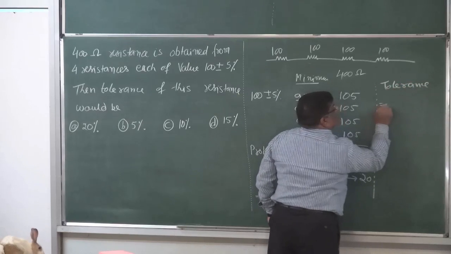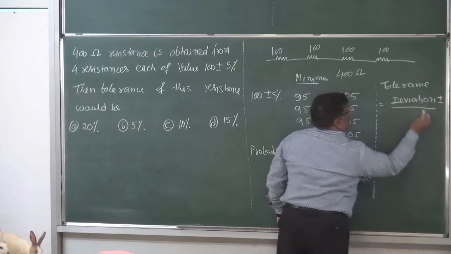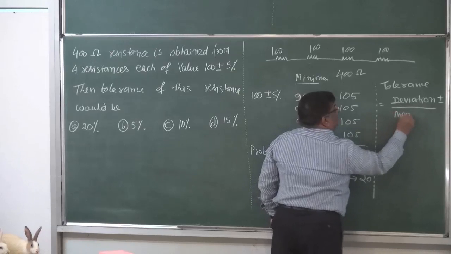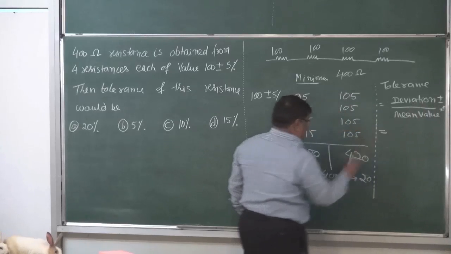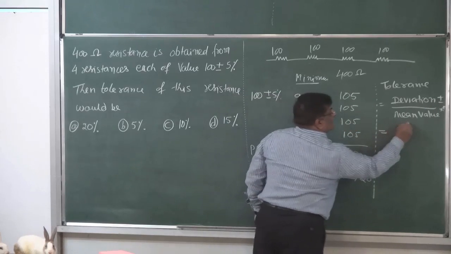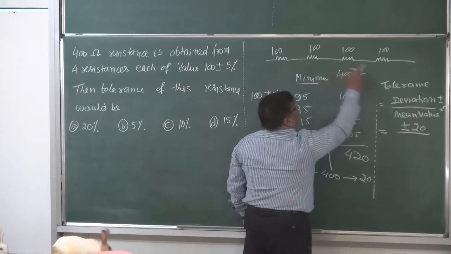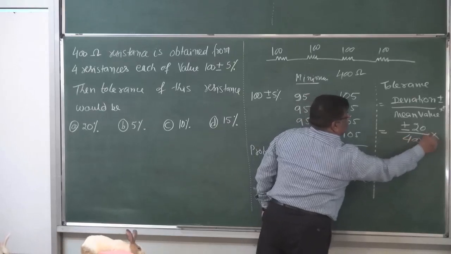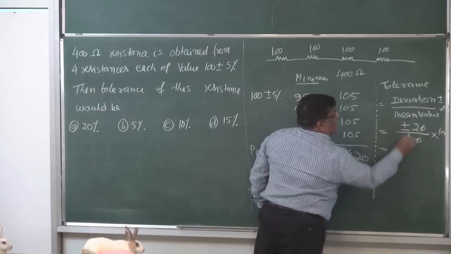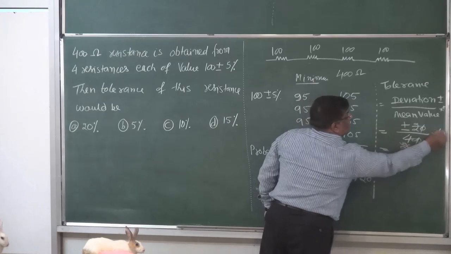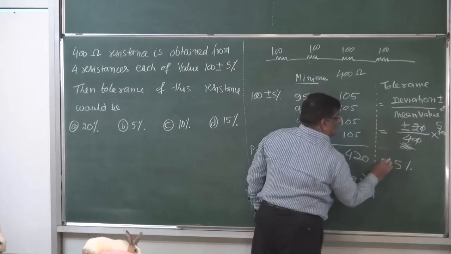Tolerance is deviation divided by mean value into 100. So this deviation is plus 20, minus 20. Mean value is 400. 400 into, make it percentage, multiplied by 100. So this is equal to 5% plus minus.